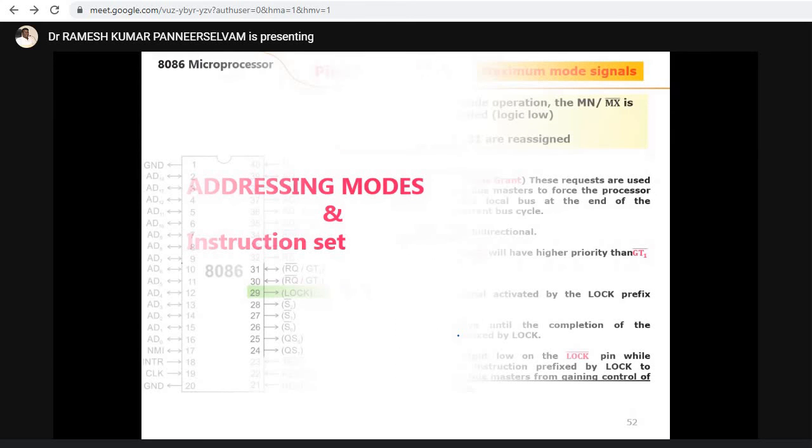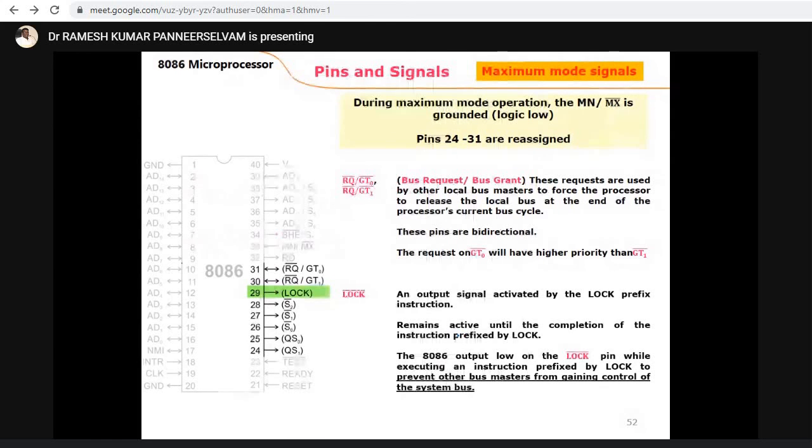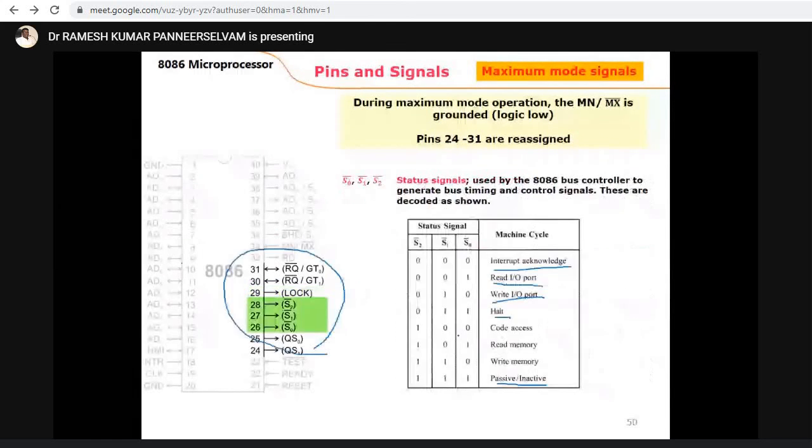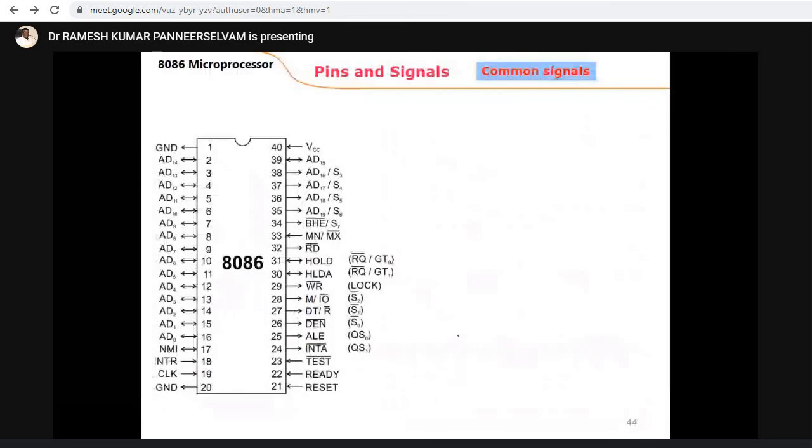So that is the final one. Now if you look at the whole diagram plainly, you should be able to understand it. Now we are done with the signals and pins of the 8086 microprocessor. Where is the input voltage you have to supply?